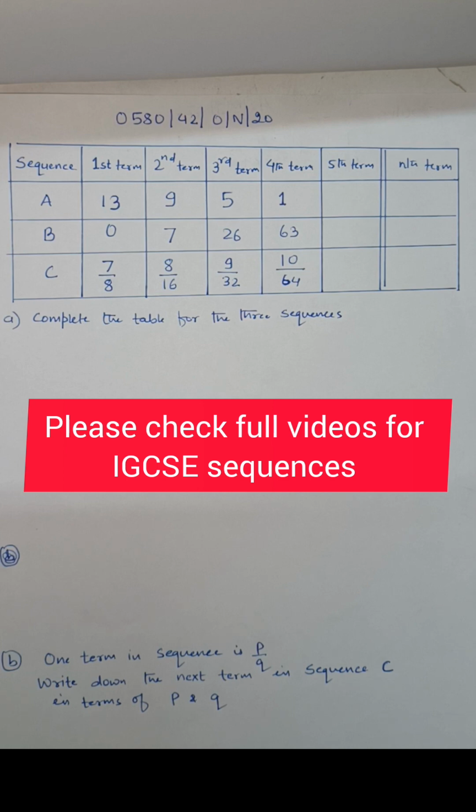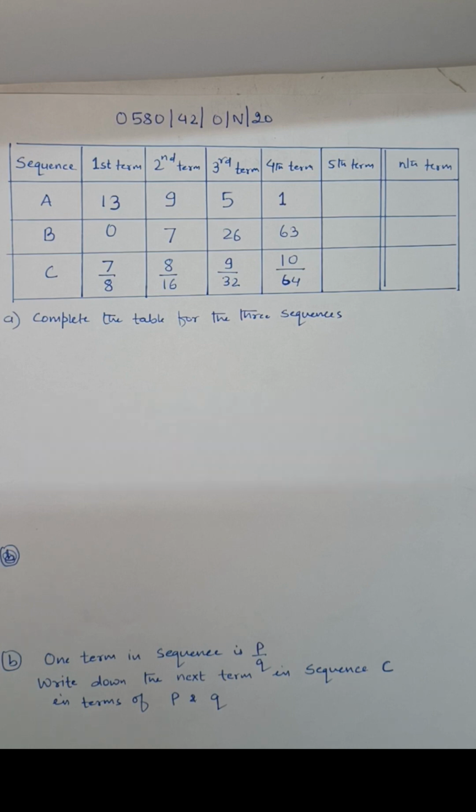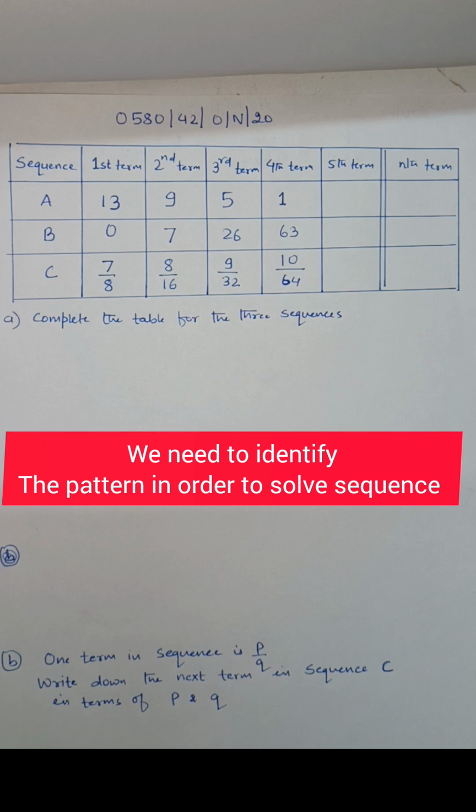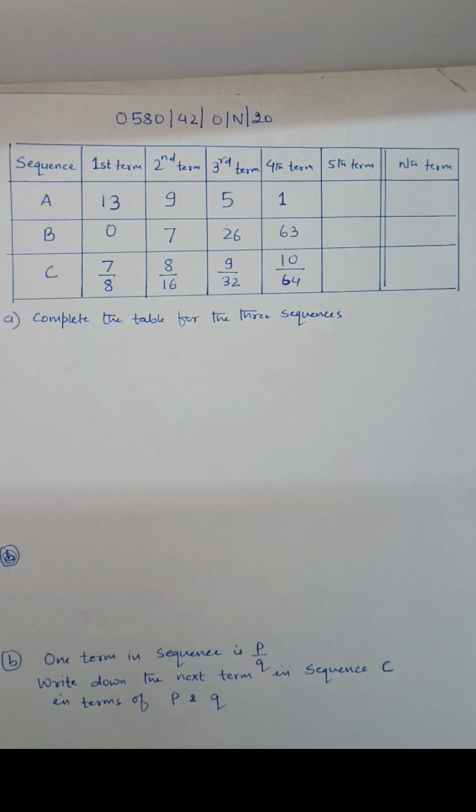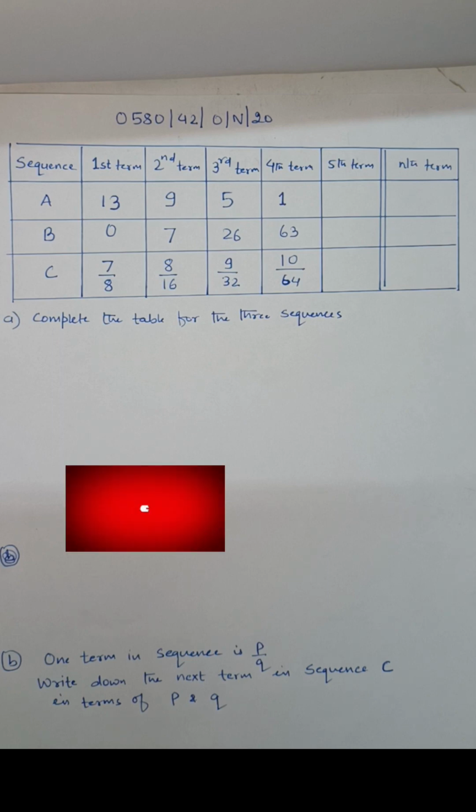Today I am going to solve a question from sequences, and this question was part of the October 2020 paper. So let's start this question. If you see on my screen, sequences are given. A, B, C are the sequences in which the first, second, third and fourth terms are given. We have to identify the fifth term and the nth term. So let's start with the first question.